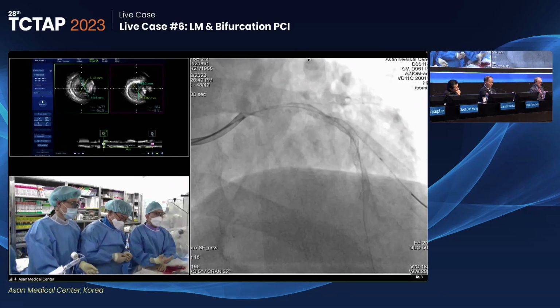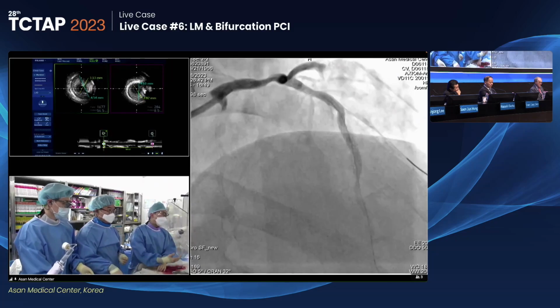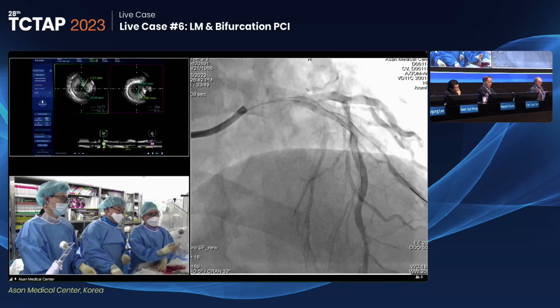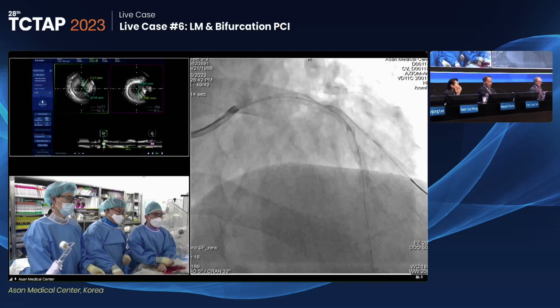And I want to ask the expert panelists, I will apply the NC balloon there. Do you rewire the lesion before NC, or just keep the wire and put the NC and then remove the wire? Just keep the wire in the diagonal.